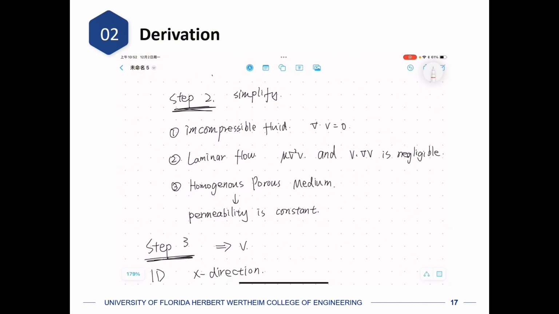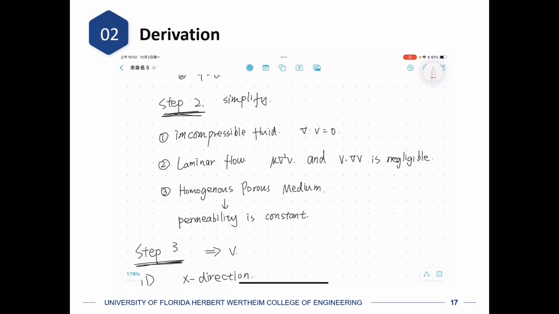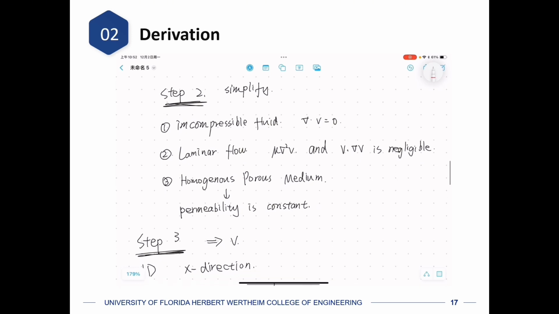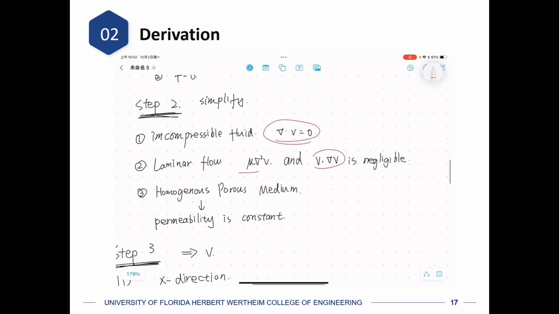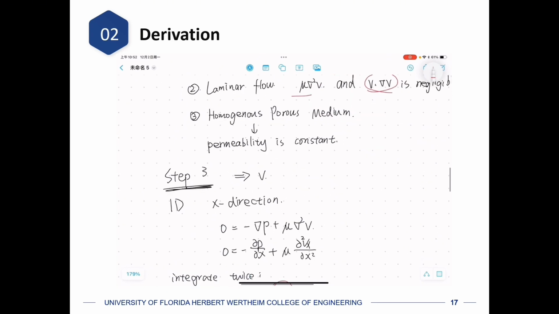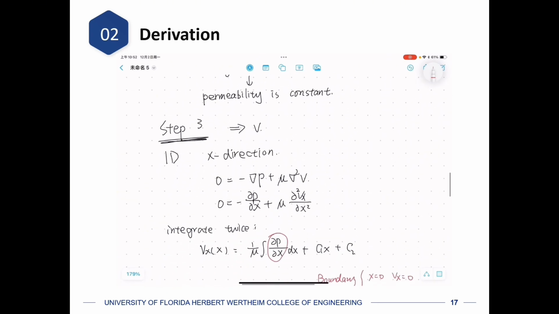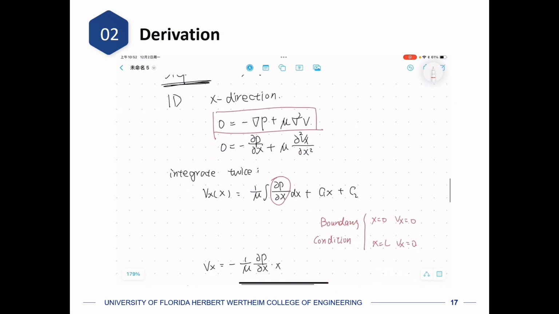So let's do step 2, assuming flow through a porous media. To arrive at Darcy's law, we should simplify the Navier-Stokes equation. Firstly, this is an incompressible flow, so we get this, and we assume it is a laminar flow, so we can represent it as this, and we can drop this term. Because of this simplification, we get step 3. This is the final simplified form of the Navier-Stokes equation.